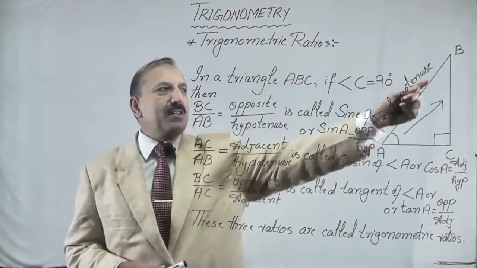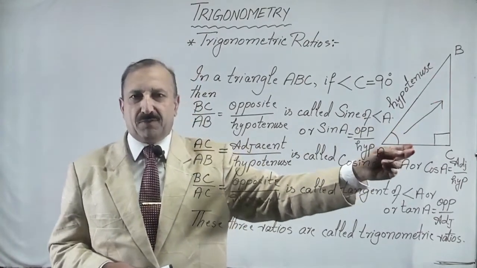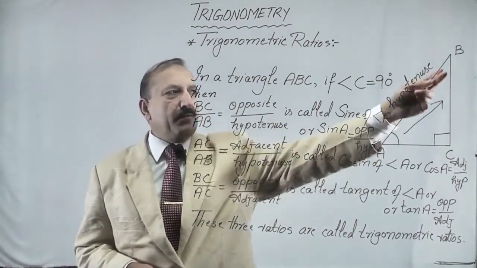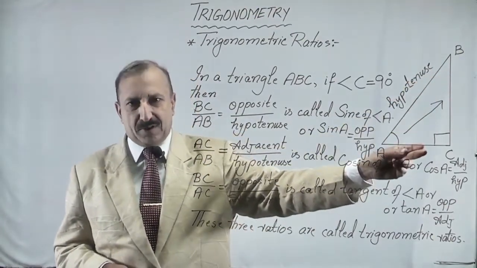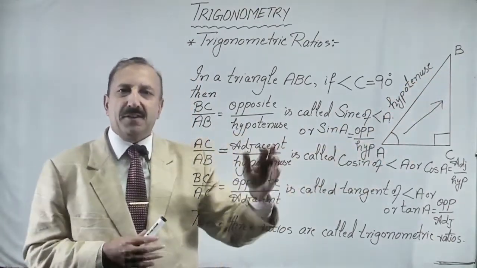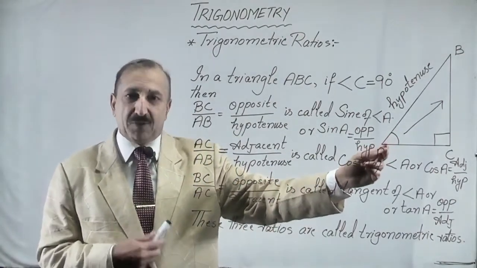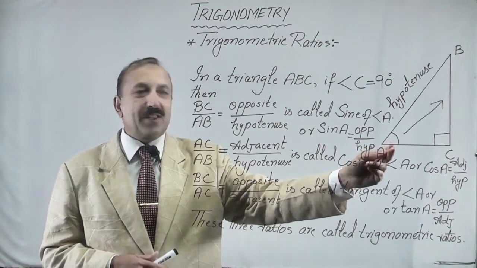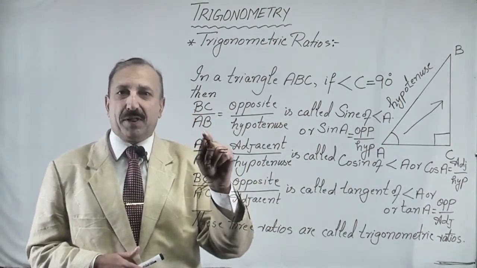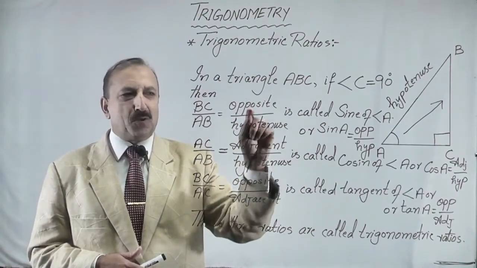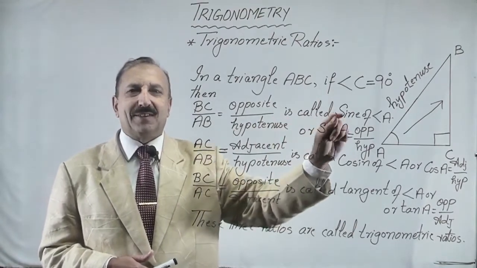Now these names, hypotenuse, opposite, adjacent, are according to this angle. But if this angle changes to here, if you consider angle B, these two legs of this right angle triangle will have different names. For example, if this is angle B, then definitely this will be opposite and this will be considered adjacent. But here we are supposed to consider or name the sides according to this angle A. So the ratio of BC over AB is equal to opposite over hypotenuse, and this is called sine.